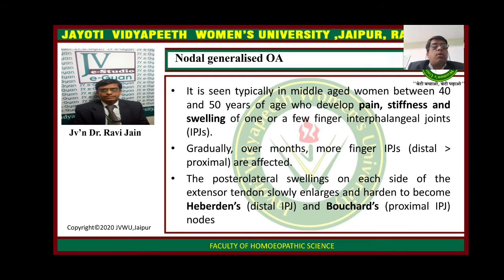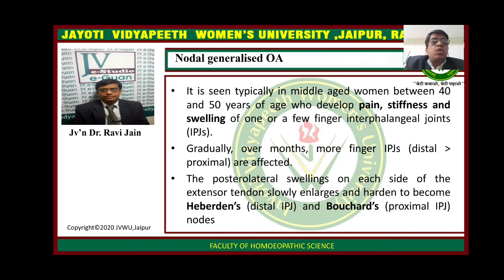Next, we have another important topic, that is nodal generalized osteoarthritis. Nodal generalized osteoarthritis is seen typically in middle-aged women between 40 and 50 years of age who develop pain, stiffness, and swelling in one or a few finger interphalangeal joints, IPJs. Gradually over the months, more finger interphalangeal joints are affected, distal more than proximal.